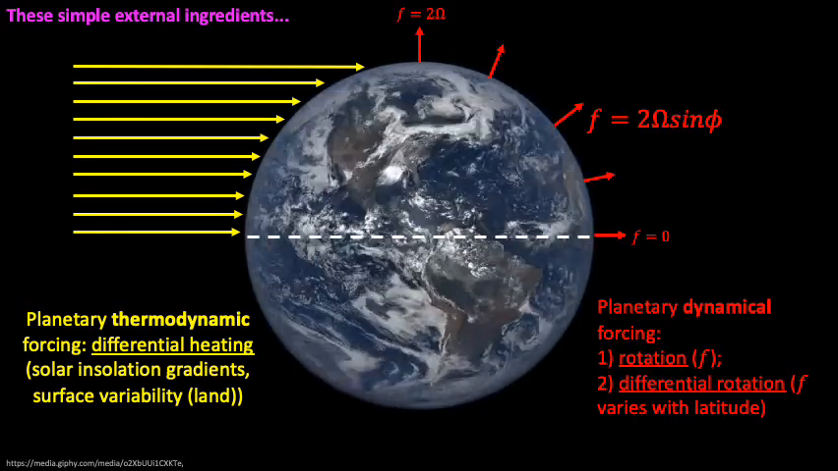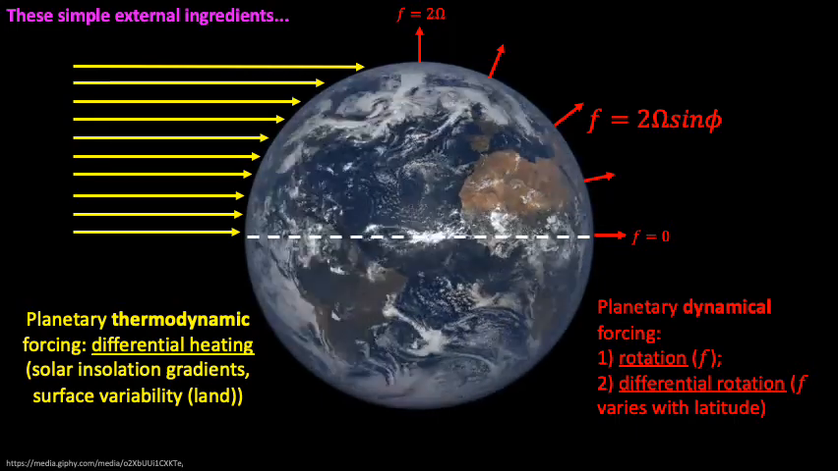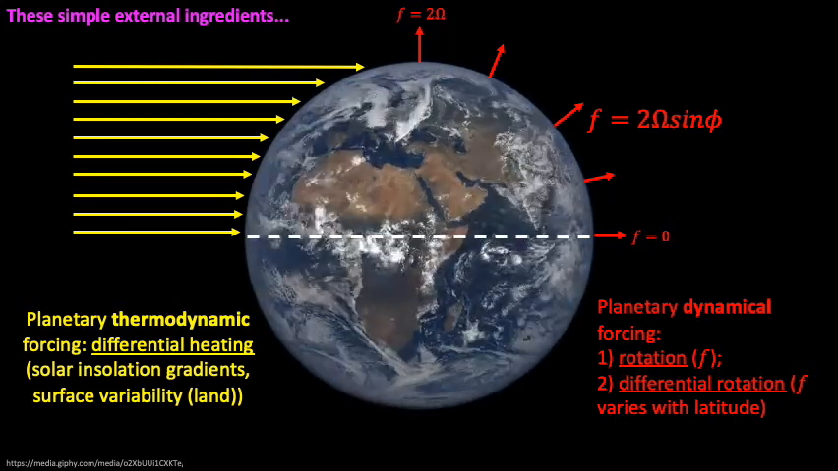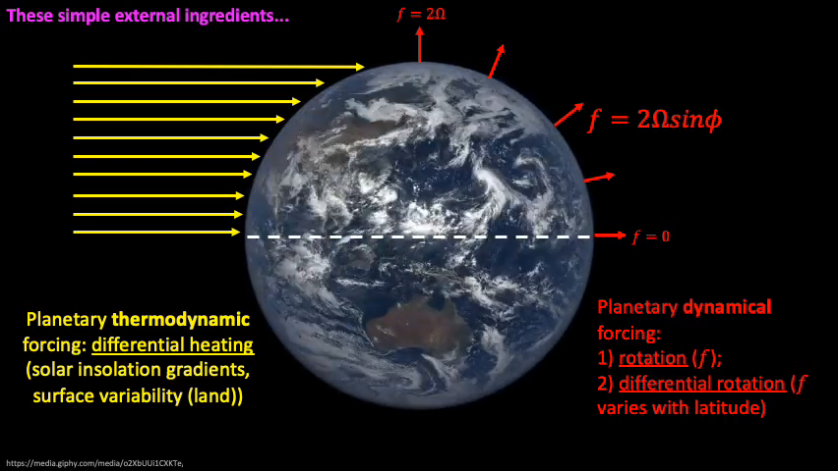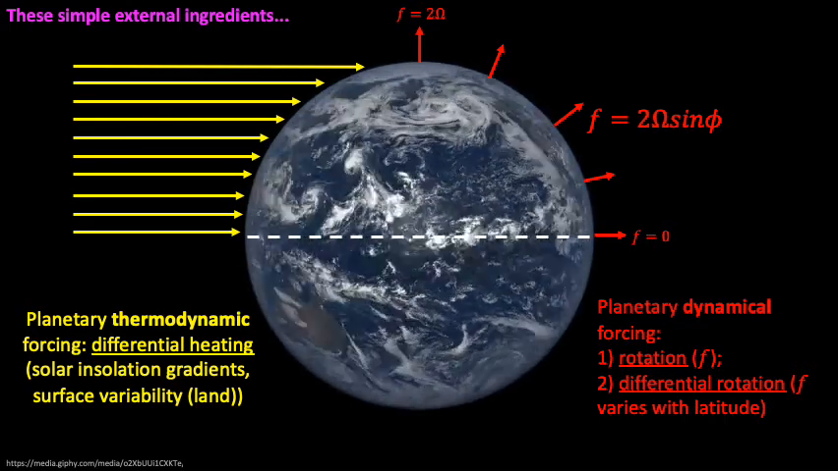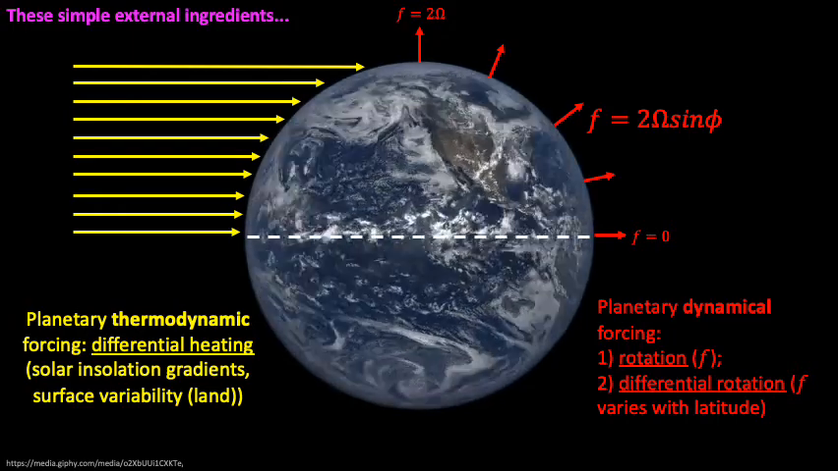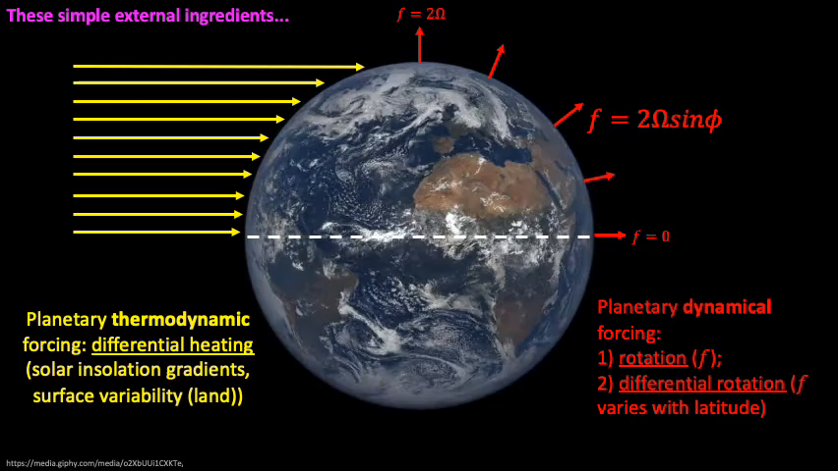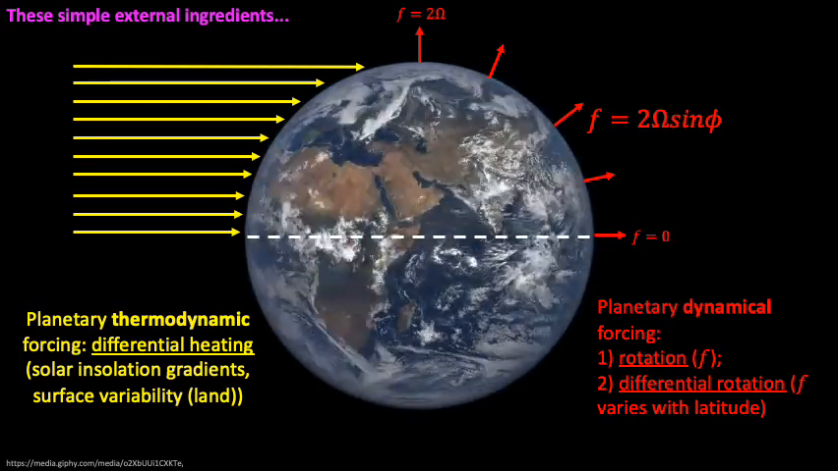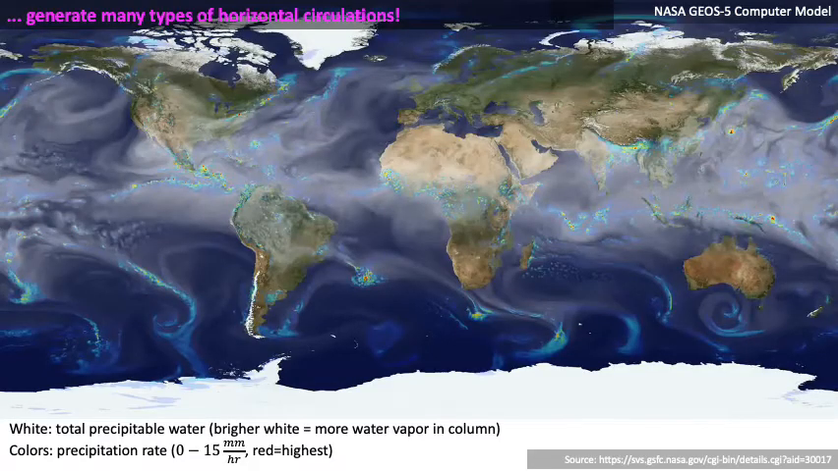Then we also have a planetary dynamical forcing for variability, which is rotation itself, f, that varies with latitude, as you now know well, from 0 at the equator to a peak at the pole, as well as what we call differential rotation, so variations of f with latitude, which you've learned now as beta, being fundamental for things like Rossby waves. And so these few simple external ingredients generate many types of horizontal circulations.